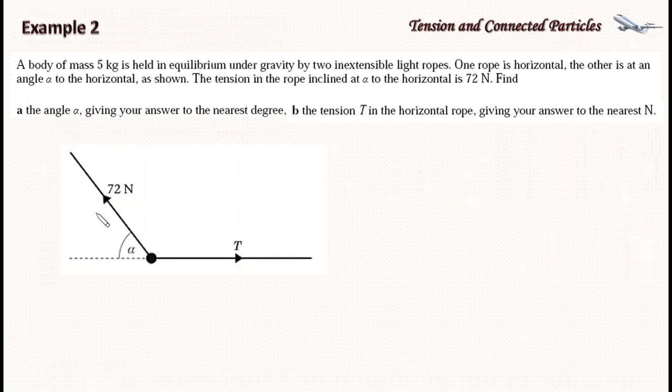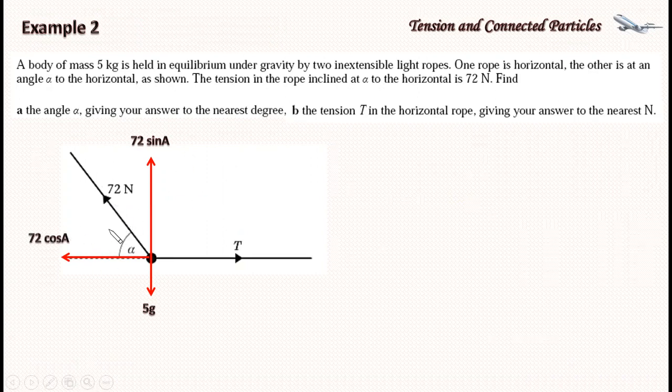So first of all, here we will have to resolve this 72 newton force. And for this object, the weight is given by 5 kilograms times gravity, that is 5g. This is how we mostly work in mechanics. Then resolving the 72 newtons force, vertically we are going to have 72 sine alpha, and horizontally, we have 72 cos alpha.